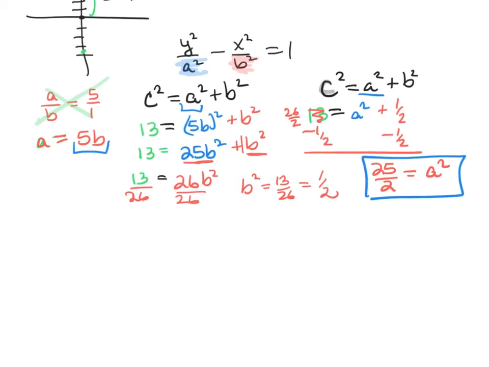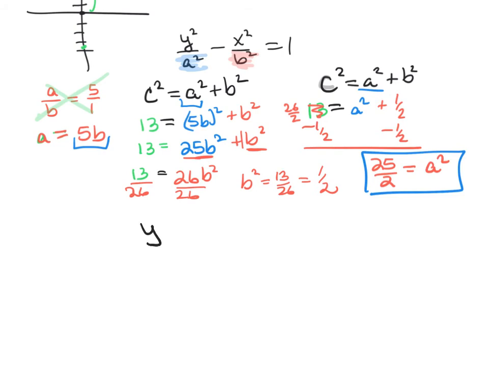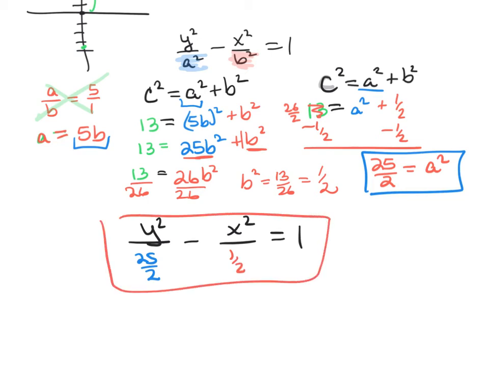So now let's plug in what we know. Y squared over 25 over 2 minus x squared, and then the b squared is 1/2. And it equals 1. Now, be aware that, again, this could be an answer choice on a multiple choice test.